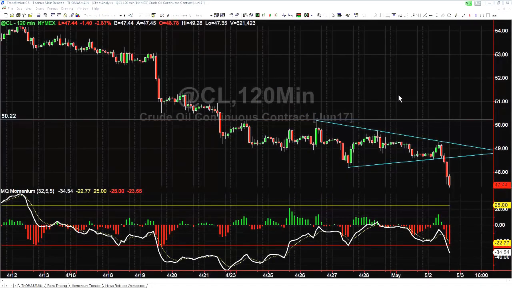It is Tuesday, May 2nd, and we're going to take a look at a pennant breakout. And we're going to continue with the price action trading series, and we're going to talk about crude oil today.